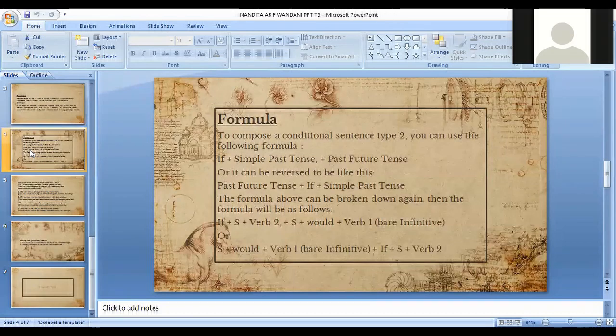Formula. To compose a conditional sentence type 2, you can use the following formula. If plus simple past tense plus past future tense, or it can be reversed to be like this: past future tense plus if plus simple past tense. The formula above can be broken down again. Then the formula will be as follows. If plus subject plus verb 2 plus subject plus verb 1 (bare infinitive), or subject plus verb 1 (bare infinitive) plus if plus subject plus verb 2.